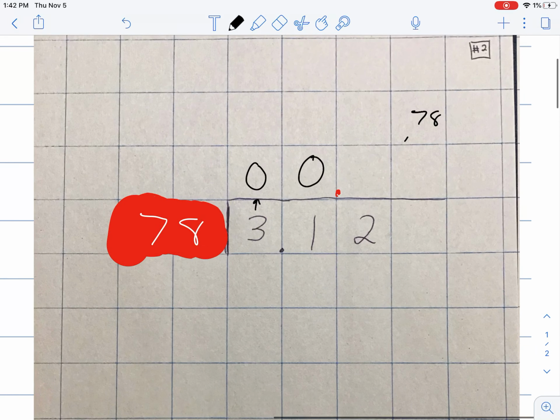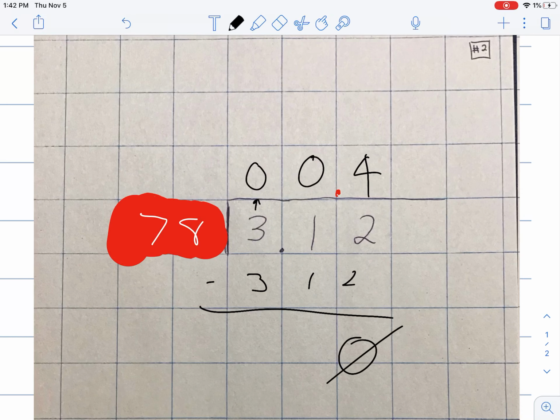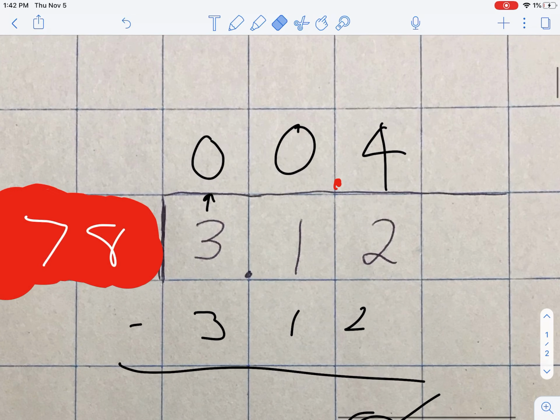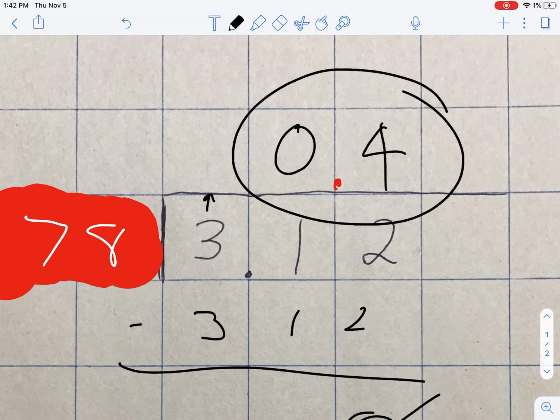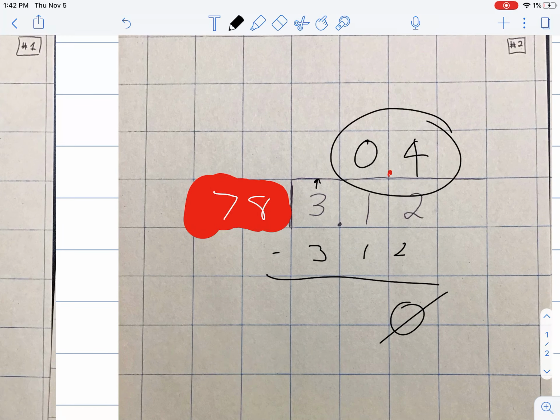I'm going to try 4. And because this is the 7th time I've done this today, I know that it works. 4. 4 times 78 gives you that 312. Clean that up just a little bit. You don't actually need that 0, but it kept everything where it needed to be.